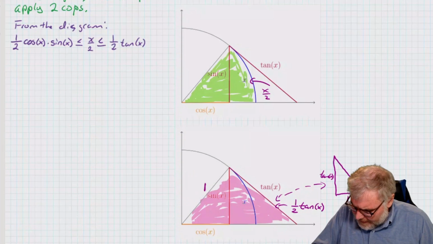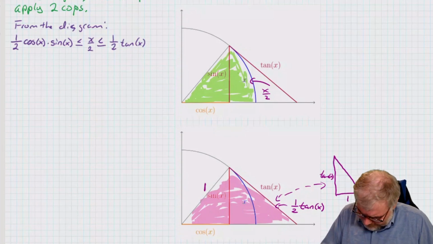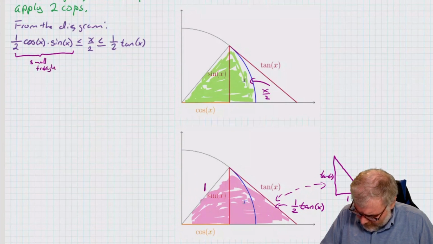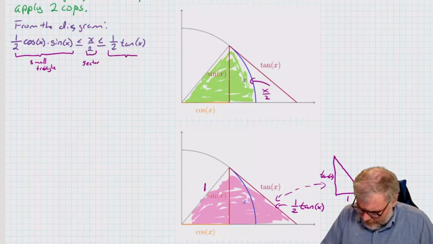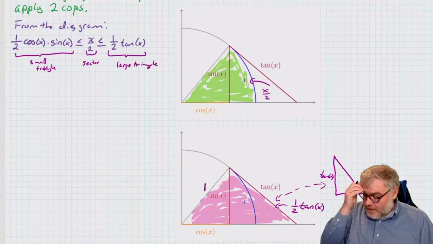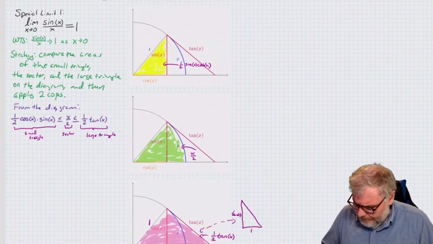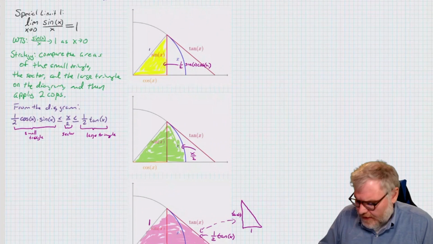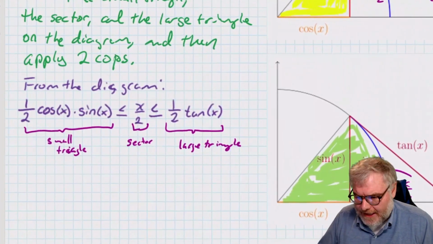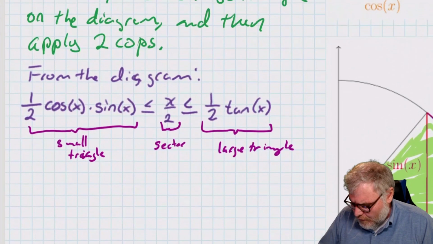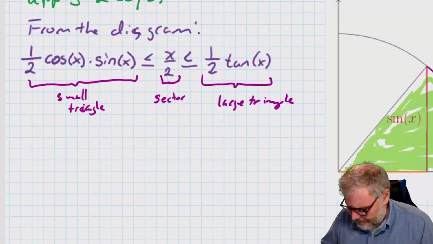So this right here was the small one. This right here was the sector. And this right here is the large one. All right, so those are my 3 areas. Now what I'm going to do is the first natural thing that occurs to me, which is to get rid of the 1/2. So I'm going to multiply by 2 and just get rid of the 1/2.